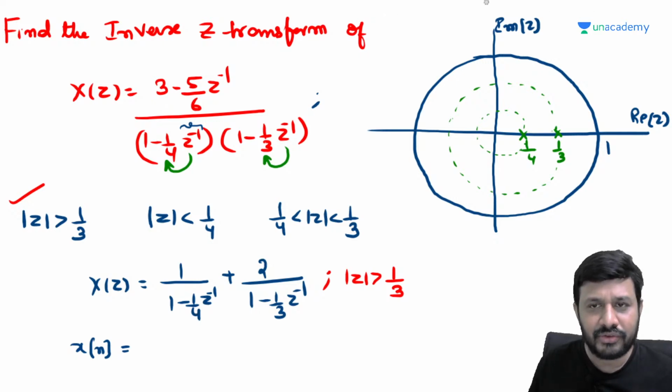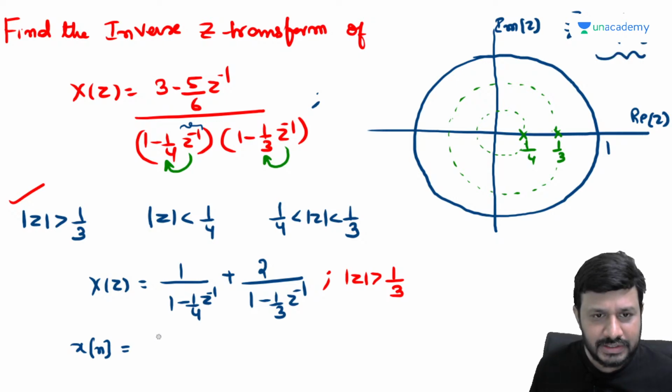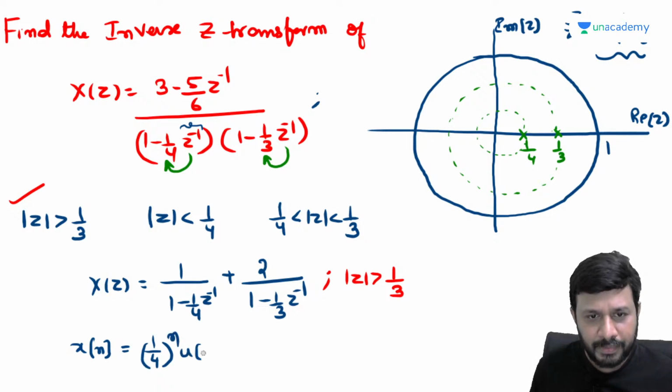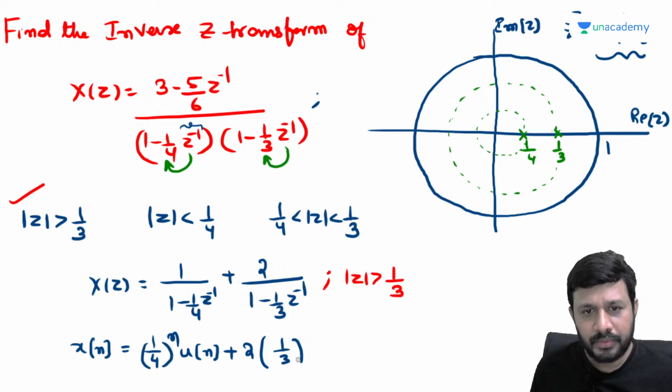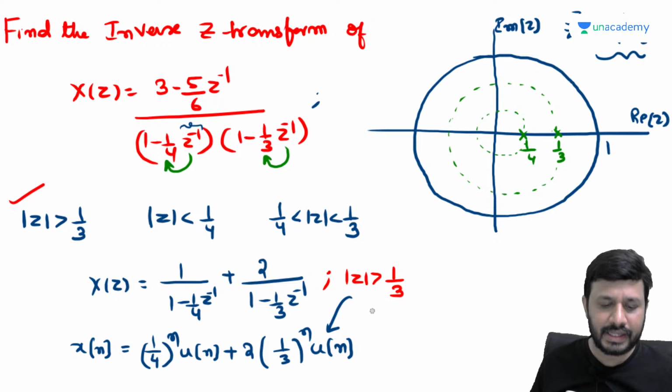Remember my dear students that z by z minus a can also be written as 1 by 1 minus a z inverse. Already we have seen this. So what could be the inverse? 1 by 4 outside equivalent: 1 by 4 whole power n u of n plus 2 times 1 by 3 whole power n u of n. This is the inverse corresponding to the ROC mod z greater than 1 by 3.